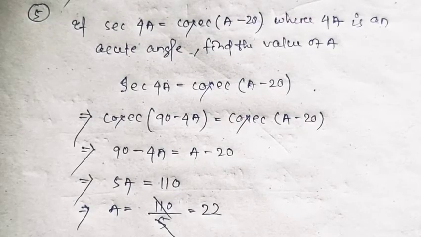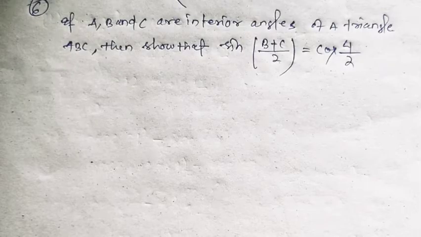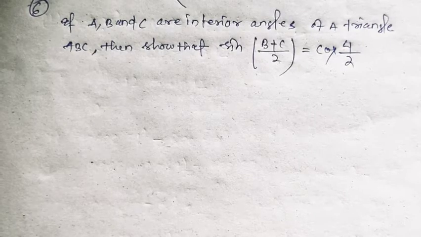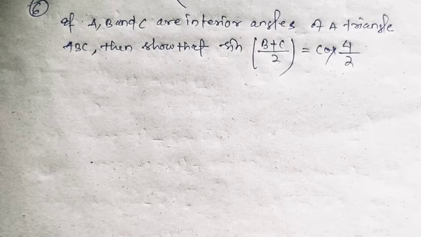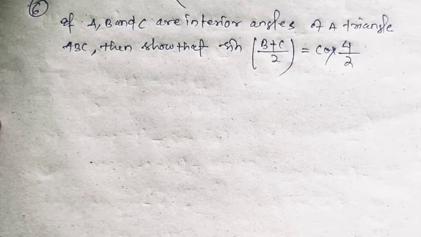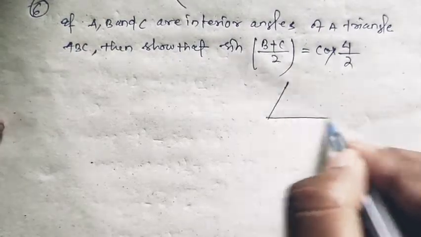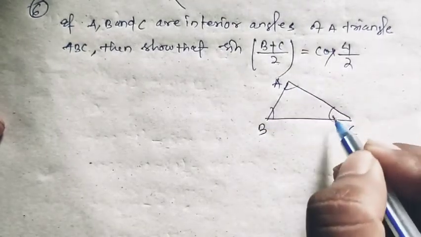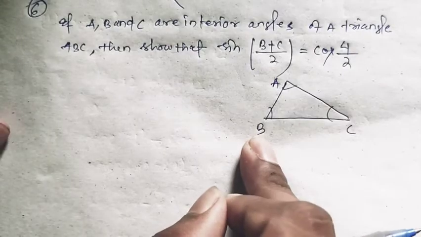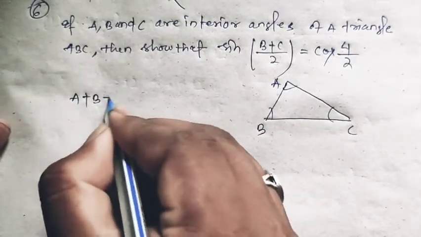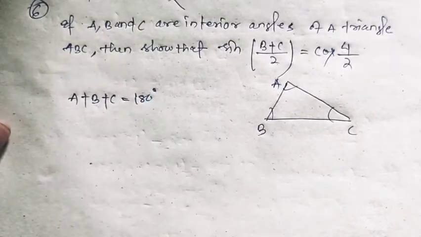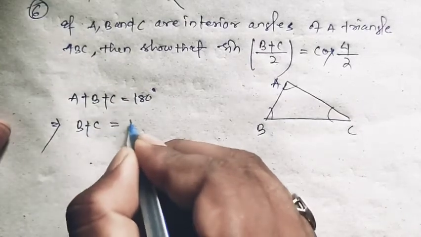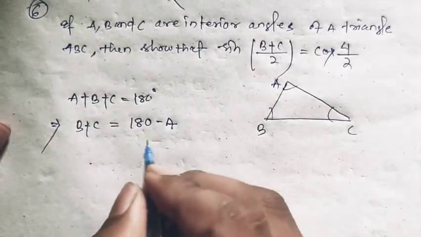We will go to question number 6. In question number 6, it is given that if A, B, C are the interior angles of a triangle ABC, then show that sine (B plus C) by 2 is equal to cos A by 2. Okay, we will draw a diagram like this. A, B, C, and these are the interior angles. According to the angle sum property, we know that A plus B plus C is equal to 180 degrees. From here I can write B plus C is equal to 180 minus A, right?